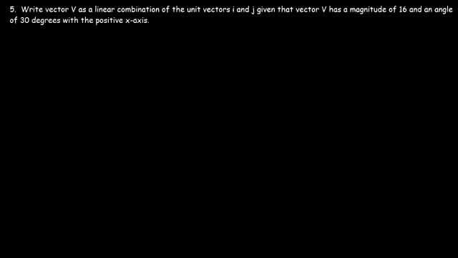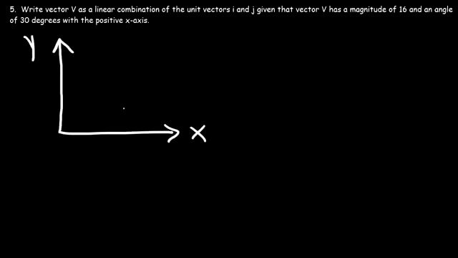Now let's work on number 5. Write vector v as a linear combination of the unit vectors i and j, given that vector v has a magnitude of 16 and an angle of 30 degrees with the positive x-axis. So let's say this is the y-axis, here is the x-axis, and here's vector v with a magnitude of 16, and it makes a 30-degree angle with the positive x-axis. And let me make this longer.